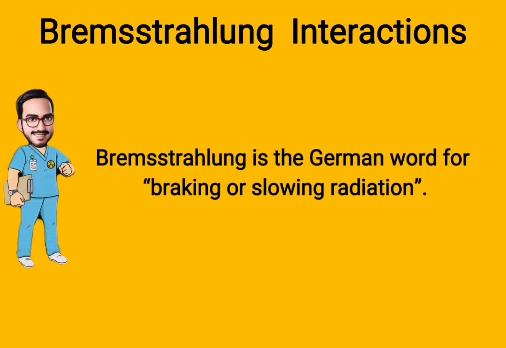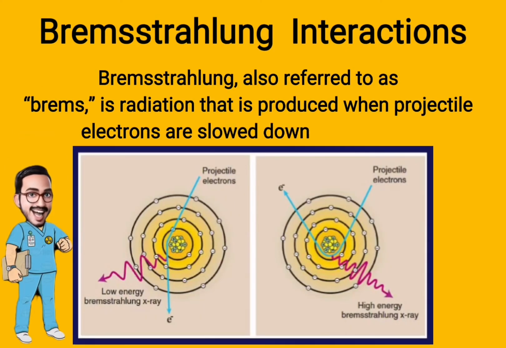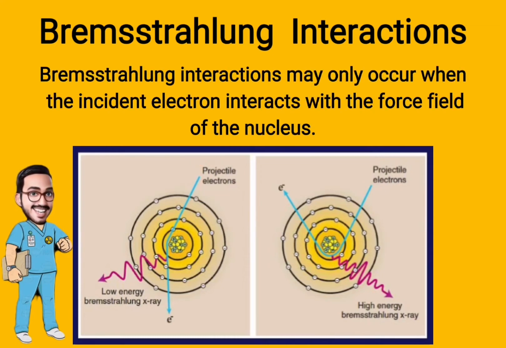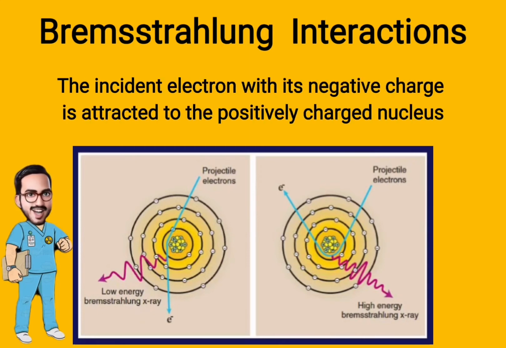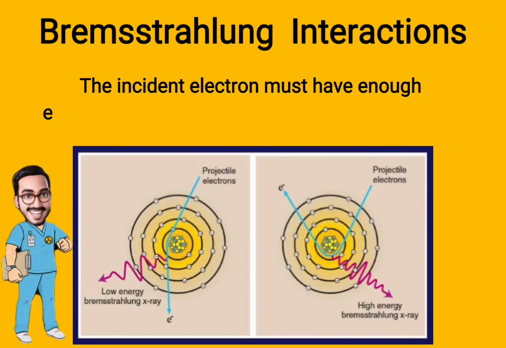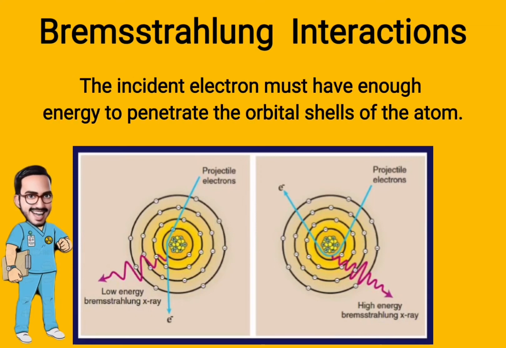Bremsstrahlung is the German word for braking or slowing radiation. Bremsstrahlung, also referred to as brems, is radiation that is produced when projectile electrons are slowed down in the anode. Bremsstrahlung interactions may only occur when the incident electron interacts with the force field of the nucleus. The incident electron with its negative charge is attracted to the positively charged nucleus. The incident electron must have enough energy to penetrate the orbital shells of the atom.